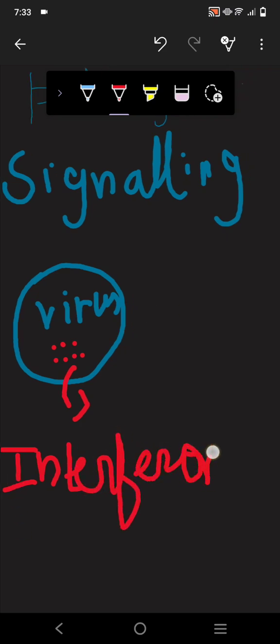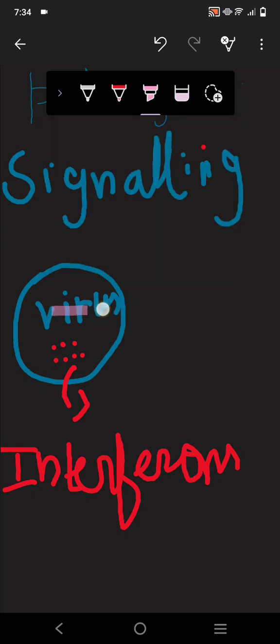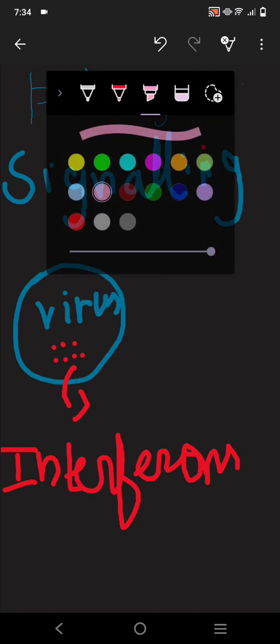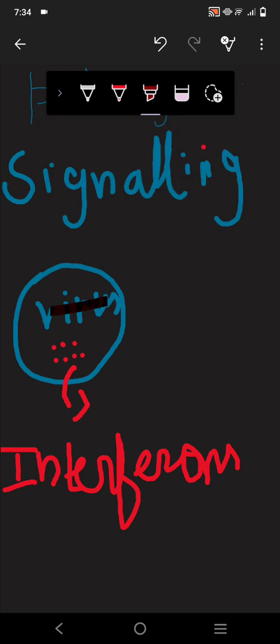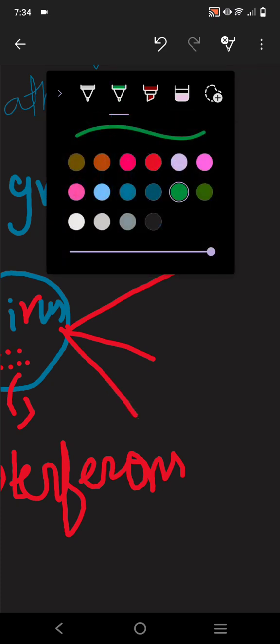Okay, interferons. So this is the infected cell that is being infected by the virus, or you can say the pathogen is a virus. Okay, it is infected by the virus. So now what will the interferon do? Interferon will provide the signal to the other cells to protect themselves.